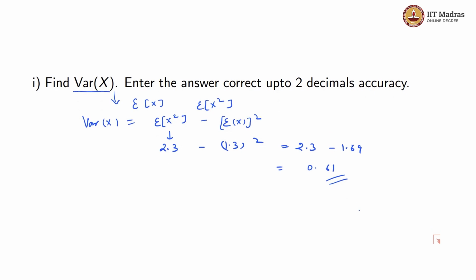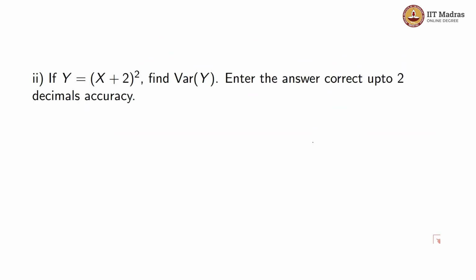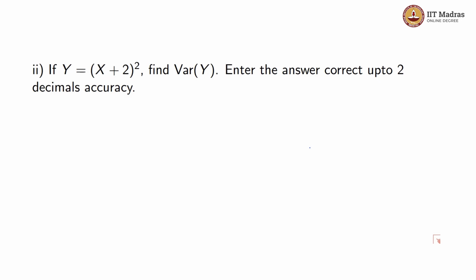Moving further to the next part. In that case, we were asked the variance of x, and we are given the PMF of this x. That was given to us. Now here we have defined a new variable, y is equal to x plus 2 whole square, and in this case we have to find the variance of y. Now our variable has changed. So here basically we need to calculate this.